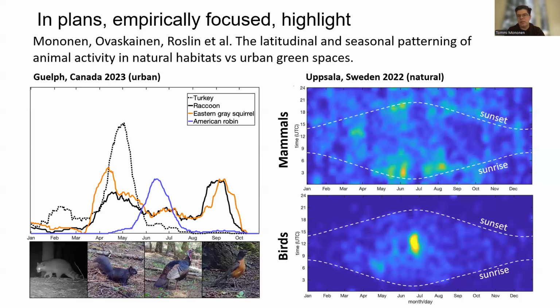So we have 75 cameras in Uppsala, and you can see much more general patterns there, like people, like animals are active on the sunset and sunrise, and birds, of course, in the middle of daytime. And also in winter, there are not so many birds. So we are going to look at this kind of phenomena over global data and latitudinal data.